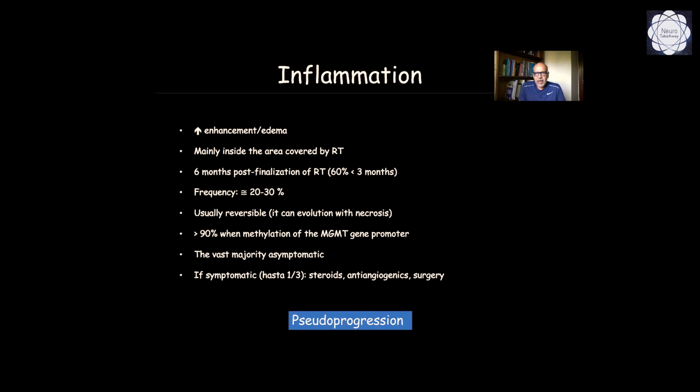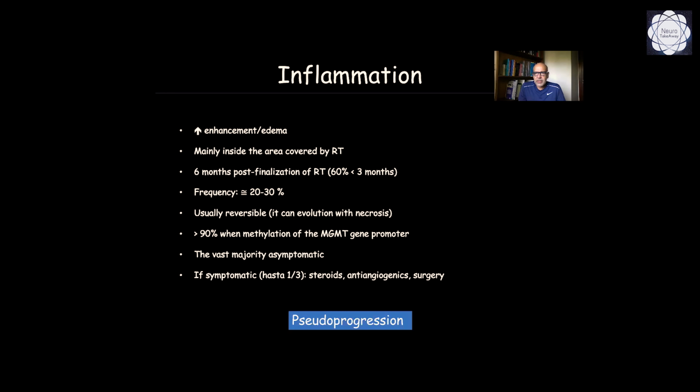Six months post finalization of radiotherapy is the longest time when you can see this complication, but it usually occurs in the first 3 months in almost 60% of cases. It occurs in around 20 to 30% of the patients that receive chemo and radiotherapy for glioblastoma. It is usually reversible, but sometimes it can evolve into necrosis.